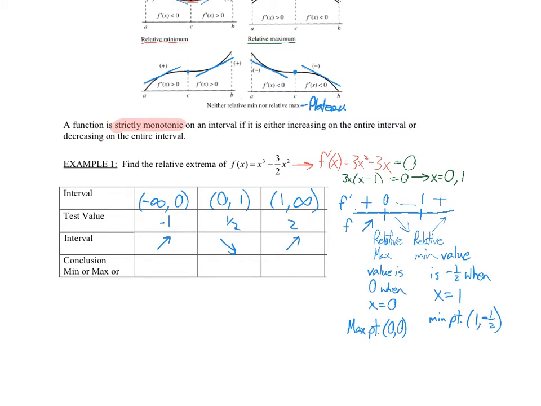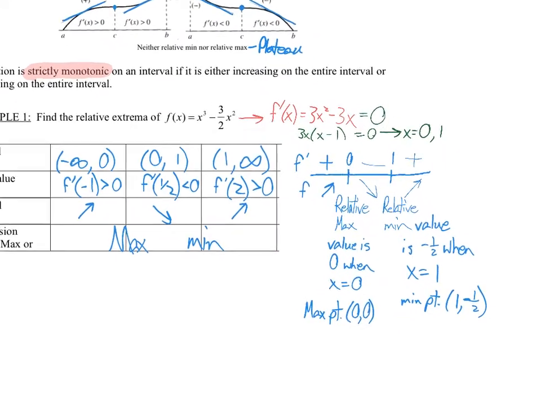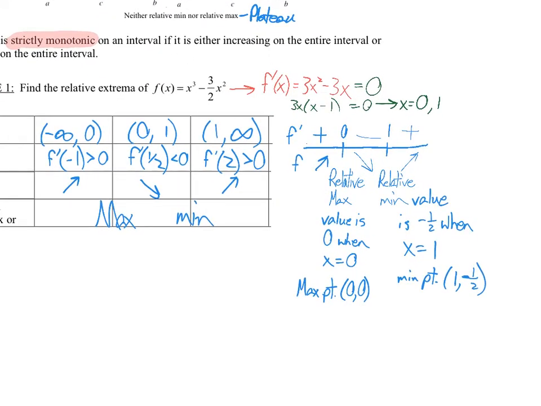You could even put f prime of negative 1 was positive, f prime of a half was negative, and f prime of 2 was back to positive. So the conclusion is that between these intervals I have a max, and between these two intervals I have a min. That's where the table kind of breaks down a little bit, but that's how you could use either one. You could take your pick.